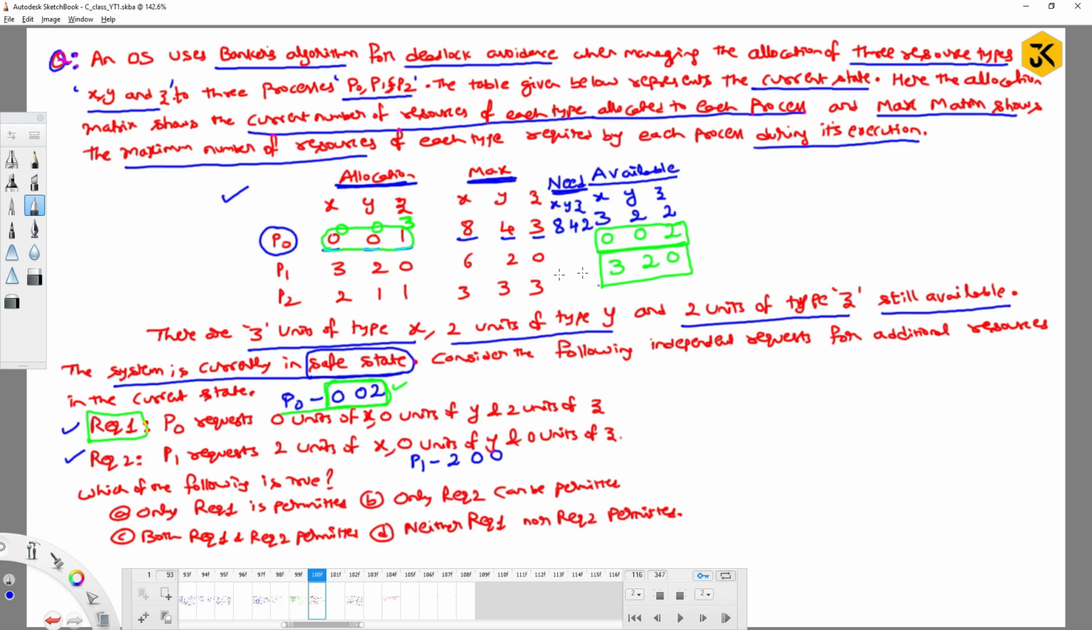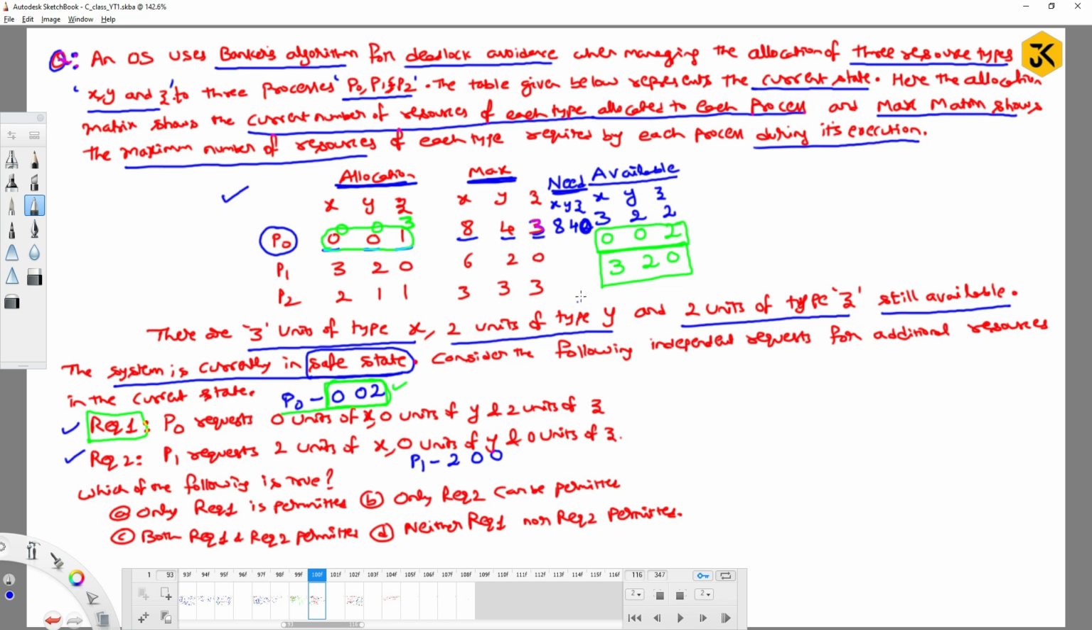Guys, just go through the earlier videos on Banker's algorithm so that you can understand how to solve this; otherwise just follow this one and you can clearly know it. Need means maximum resources required to complete the process minus resources allocated so far. That is 8 minus 0 is 8, 4 minus 0 is 4, 3 minus 3 is 0. Guys, this is 0, because after allocation it is 3 minus 3.